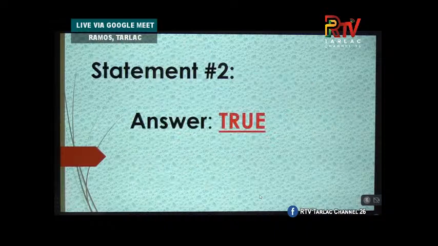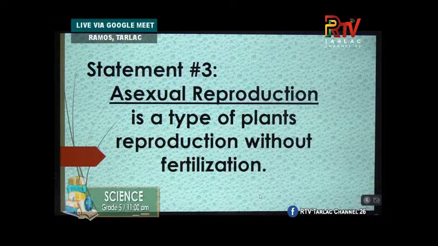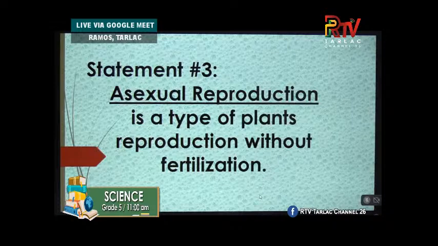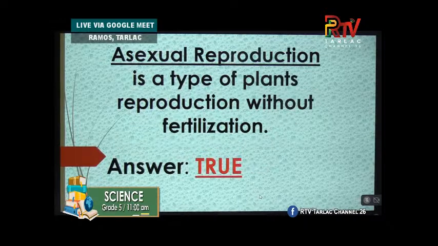For number 3, asexual reproduction is a type of plant's reproduction without fertilization. Once more, asexual reproduction is a type of plant's reproduction without fertilization. What is your answer? Awesome, grade 5 learners. True. Why? These plants are the non-flowering plants.